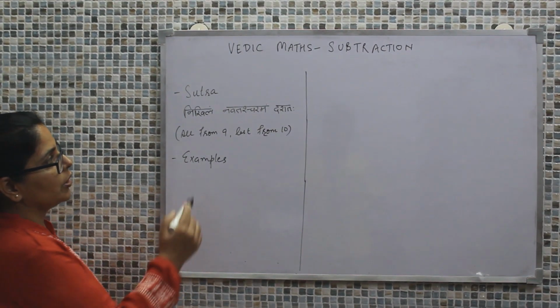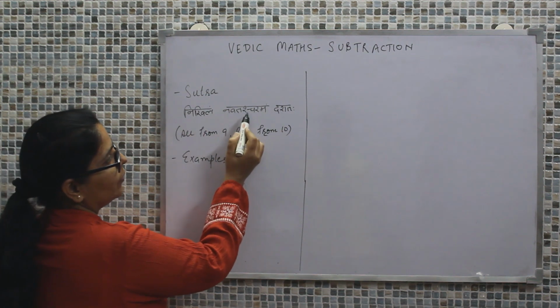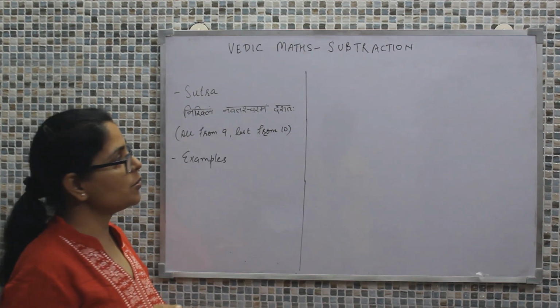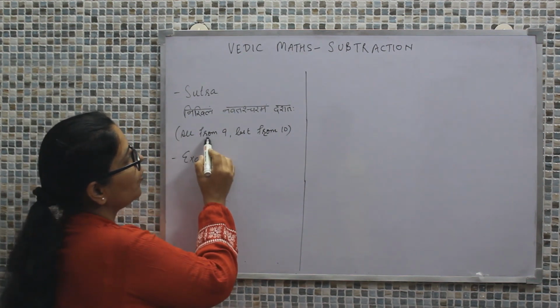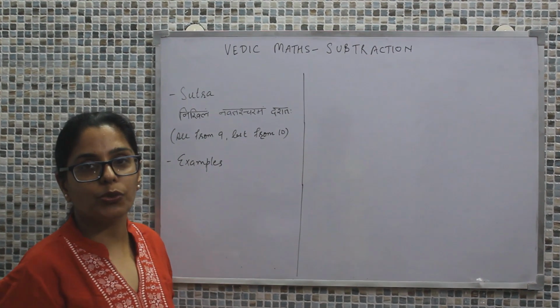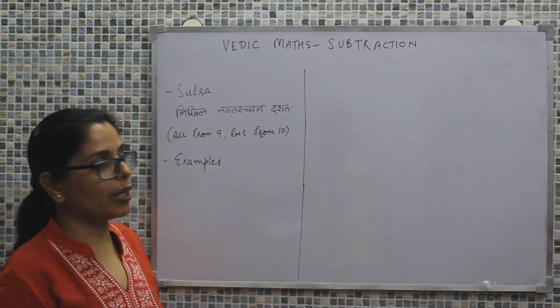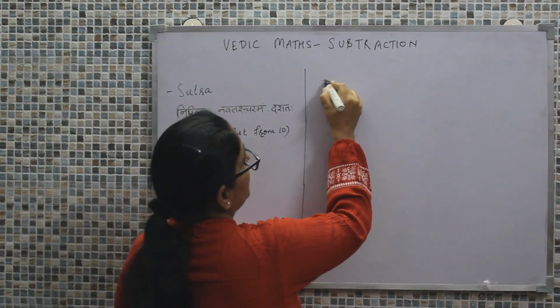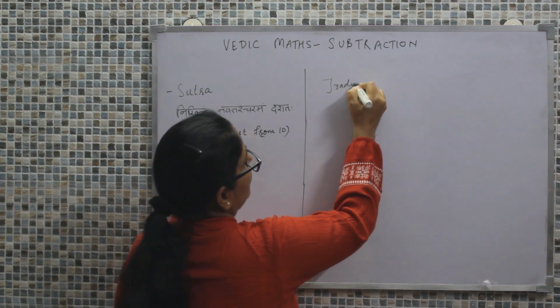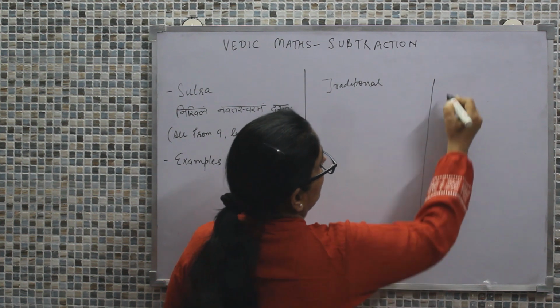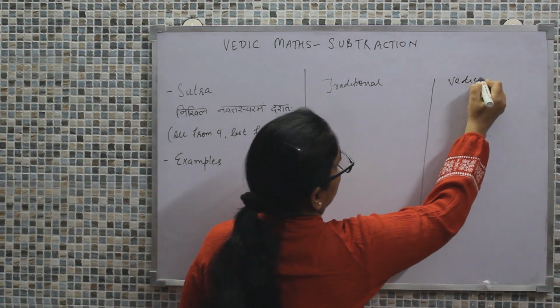The name of the sutra is Nikhilam Navatashcaramam Dashatah, and the meaning of this sutra is all from 9 and last from 10. Looking at examples for subtraction, we will take two approaches. First is the traditional, and the other is the Vedic approach.